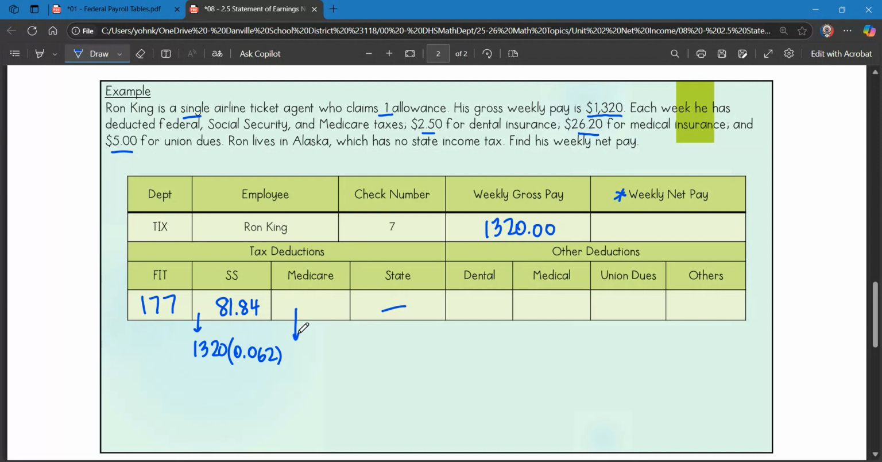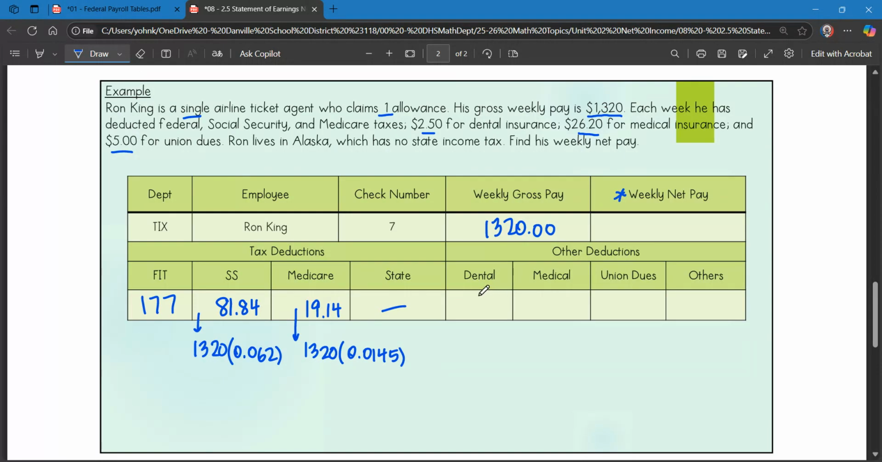Medicare, to calculate that, you're going to take your gross pay, $1,320, and you're going to multiply by the Medicare percentage, 0.0145. If I do that and round, I get $19.14.